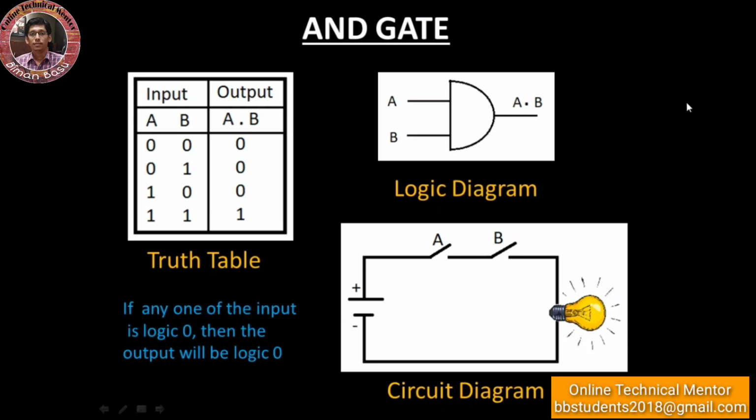When both the switches are in closed state, that is the last combination of the truth table, when both are 1, that is when both A and B are in the closed state, at that point of time the light will glow. That means the output will be logic 1.